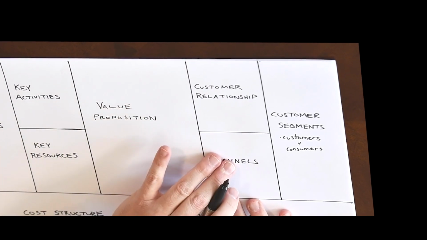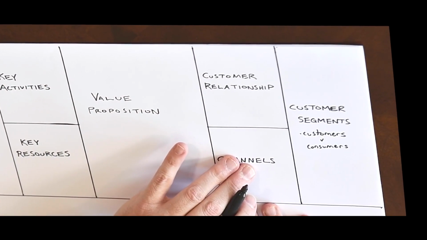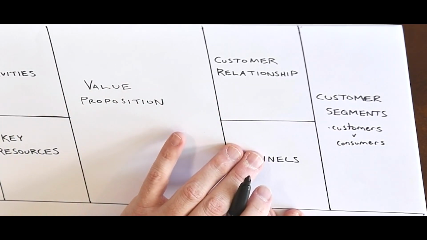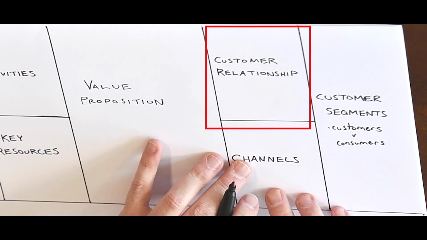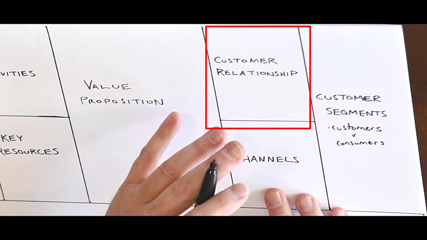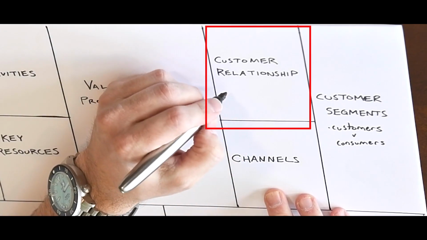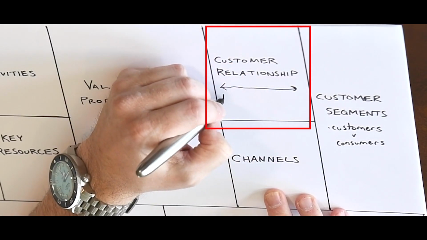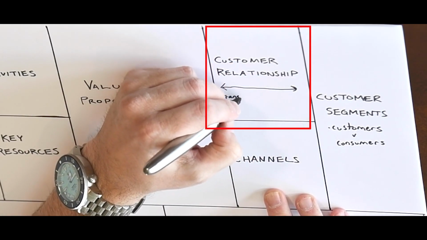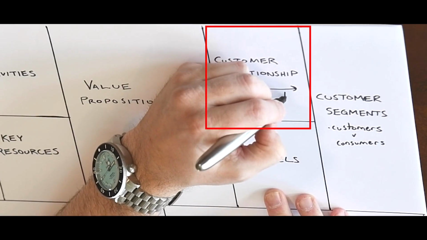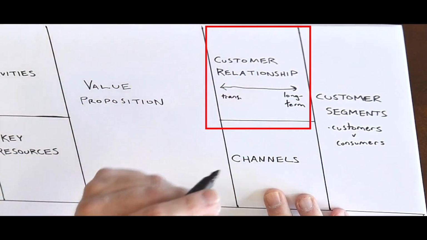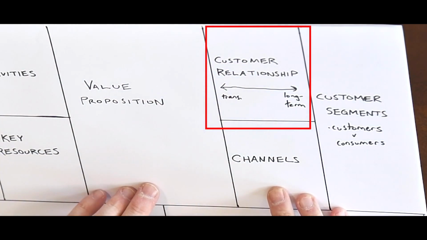Now, the next part is the intersection between the value proposition and the customer segments, and there's two pieces to this. One is the customer relationship. Now, there's a lot of different ways to frame this, but fundamentally, there is a spectrum from transactional on one end to really long-term embedded on the other. So it's important to understand what type of relationship you're really building.